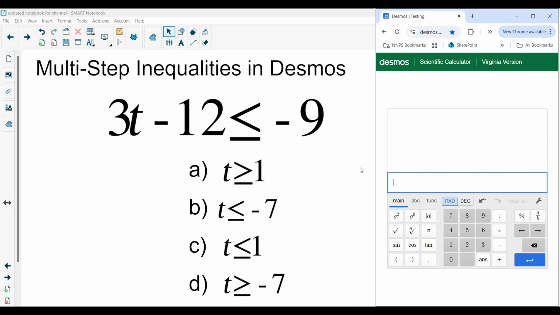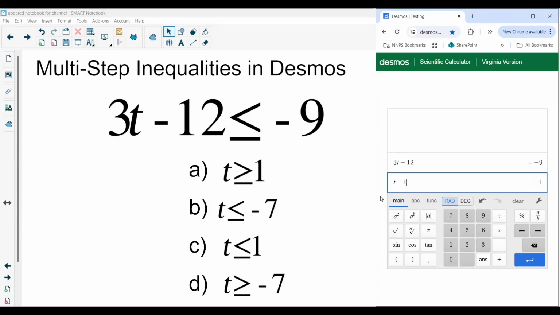Okay? So we always type in the side with the variable. Our side with the variable is right here, the 3t minus 12. Let's type that in. And you can just watch me for this first one if you would like. And then we just hit enter, just like when we see an equal sign, we hit enter. Okay. Now, what letter do we have? The variable is t. So we're going to write t equals, and we're going to try our answer choices here to see which one gives us -9, either 1 or -7.